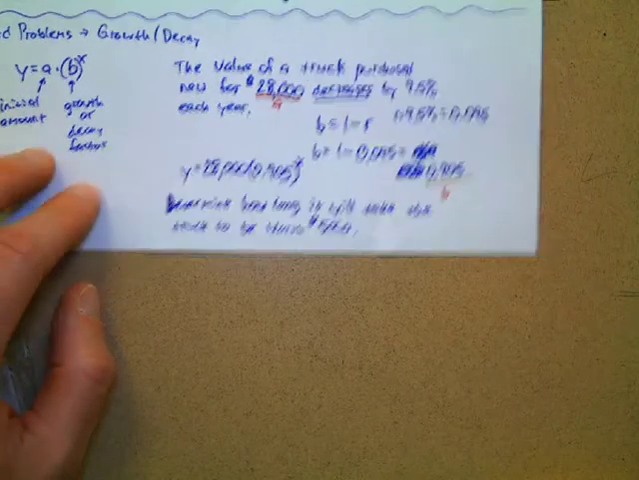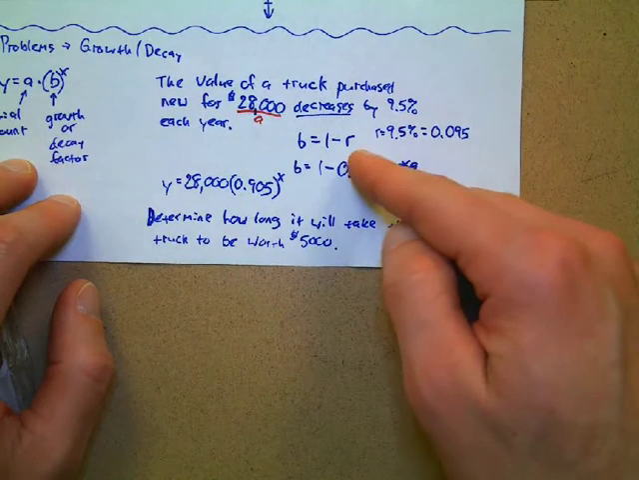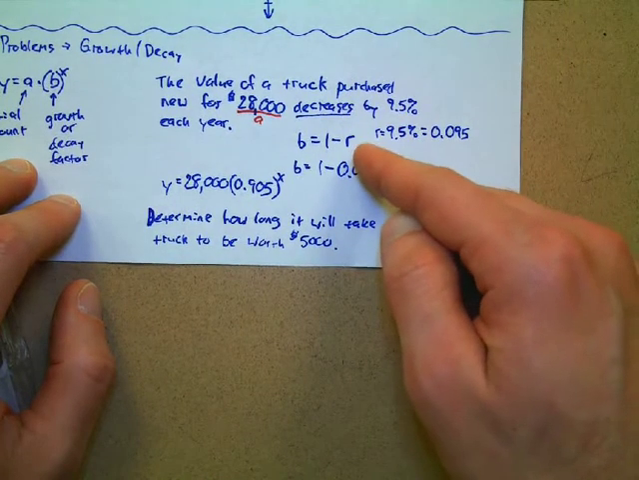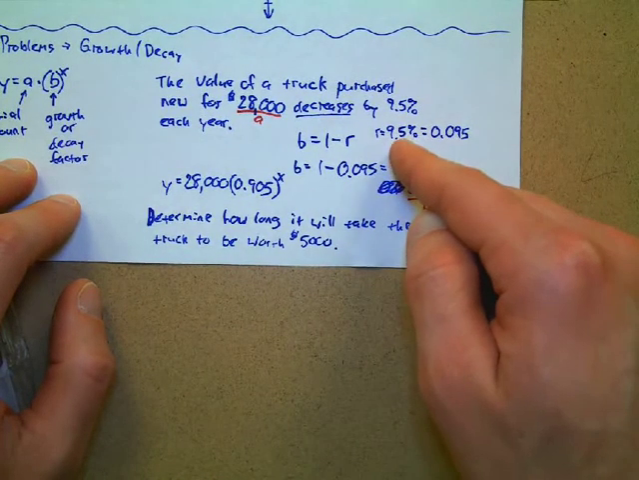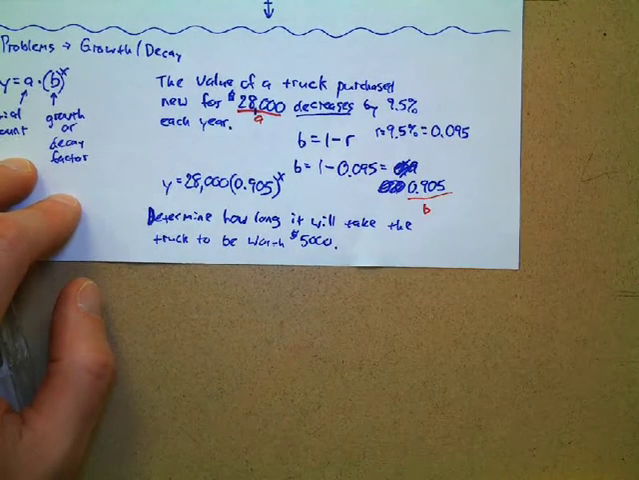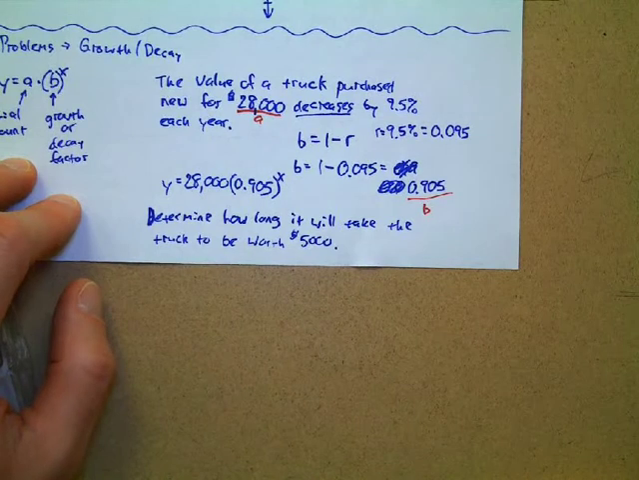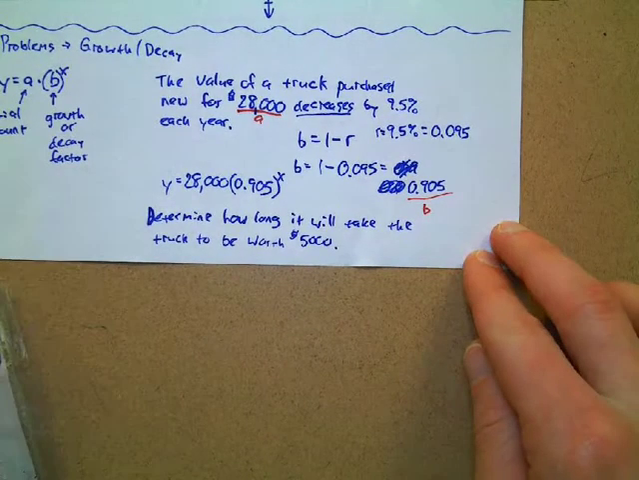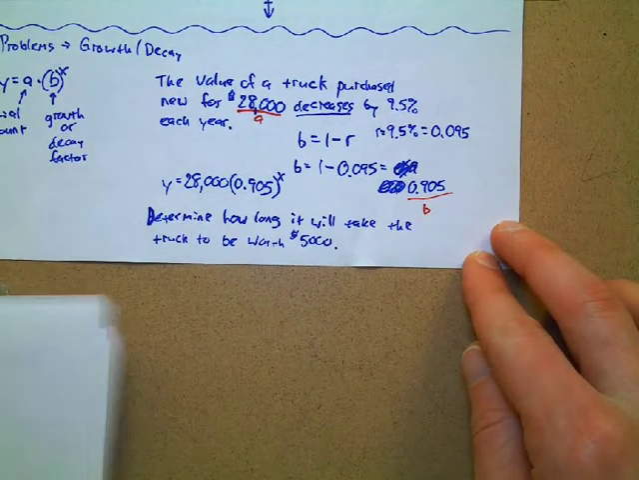So that's the decay. The biggest thing you want to be careful with here is that decay rate. Change the percent to a decimal, and then do 1 minus because it's a decay. If it was a growth, you'd have 1 plus. All right, questions on any of that?